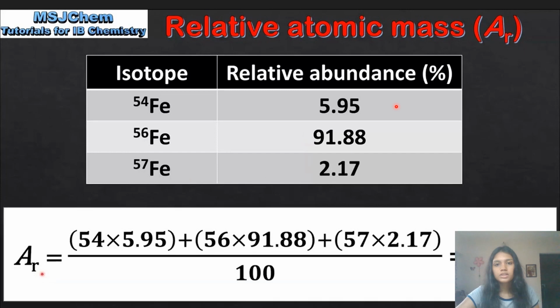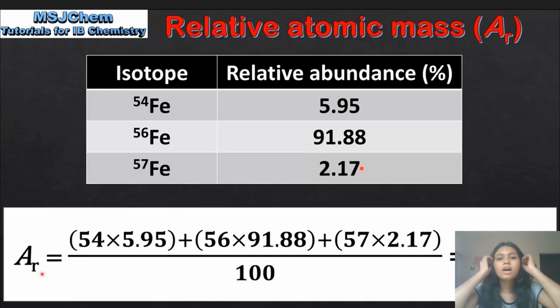Okay, so what we do is we find out their relative abundance. Relative abundance is how commonly present they are in the environment. So iron, Fe, that has a mass of 54 is present 5.95% in the environment. Iron that has a mass of 56 is present 91.88% in the environment, which is the largest. And iron which has a mass of 57 is present 2.17% in the environment.